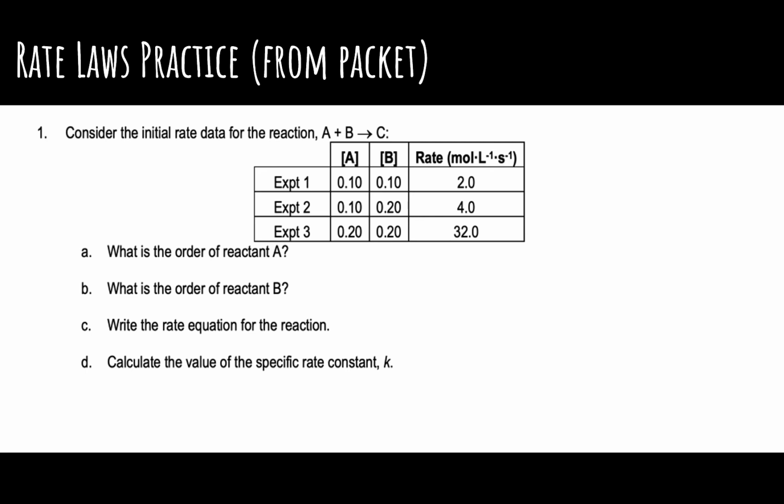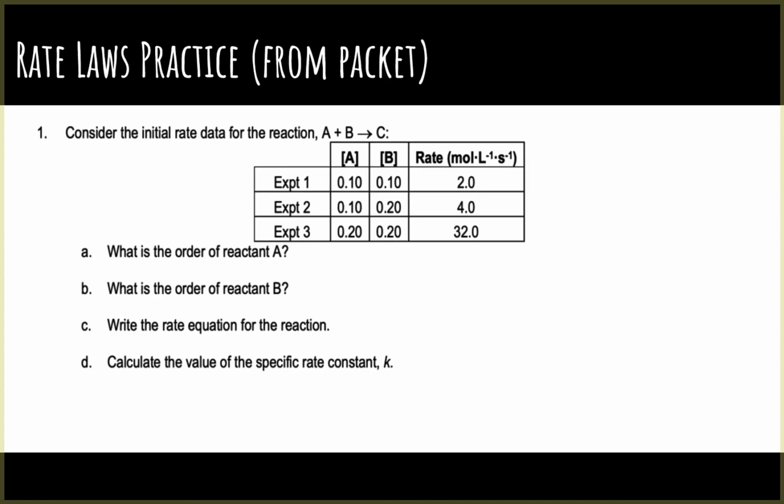You are again free to do them the other way, but I'm going to show you the mathematical way because for some people that just tends to make a little more sense. We're going to do the same thing here, where I'm looking for the order of reactant A and the order of reactant B. I'm going to start with A. To find A, I have to find two experiments where A changes and B stays the same. So I'm going to use experiment 3 and experiment 2.